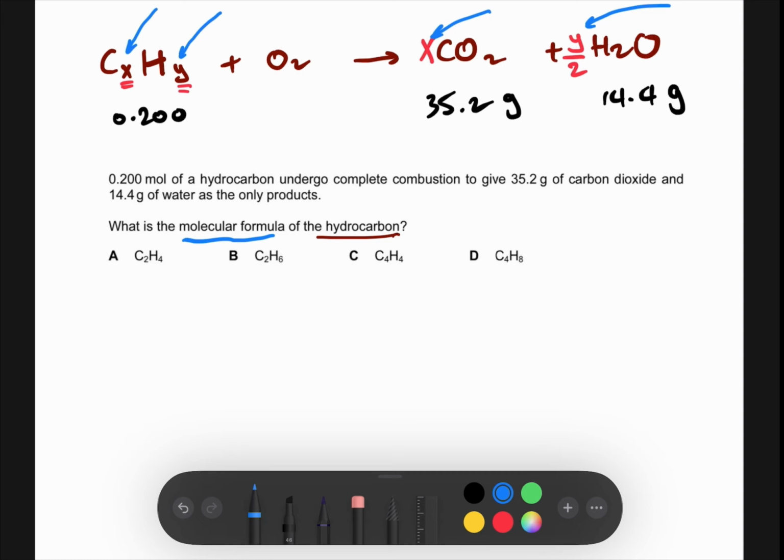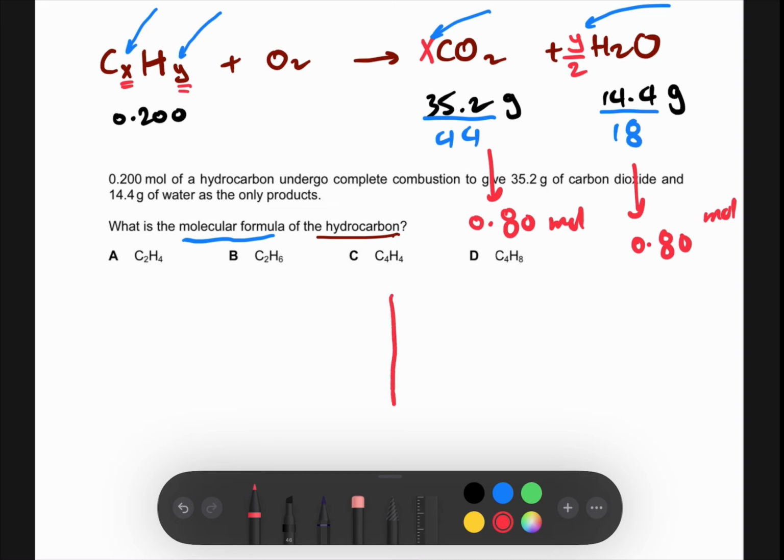We can change the grams of water into moles by dividing by their molar masses, and the same for carbon dioxide divided by 44. If we do this process, you will have 0.8 mole of water, and the same here, we have 0.80 mole of CO2. So how can I work out this one here? We want to divide this question into two sections, and we start with the first one.